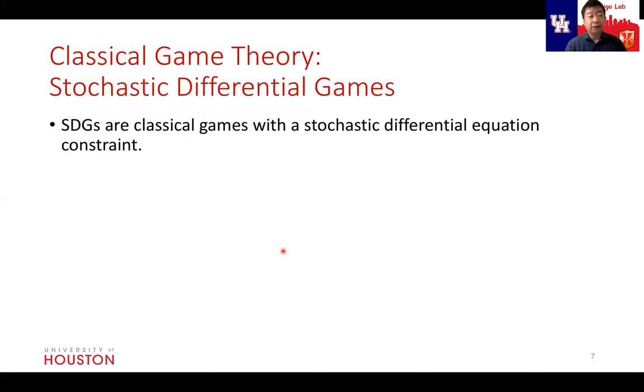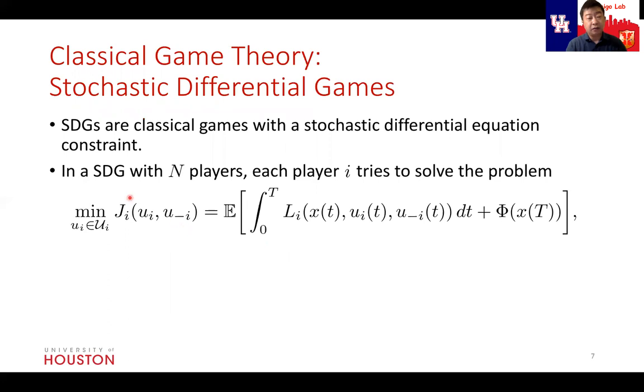First, the stochastic differential game, a classic game with a stochastic differential equation constraint. Basically, we want to minimize over the control mu i a function, which is an expectation from 0 to T. We're talking about a limited time horizon. Here x_t is my current state, mu_t is my control, and mu minus i is the others' controls. This is the running cost, and this is the termination cost.